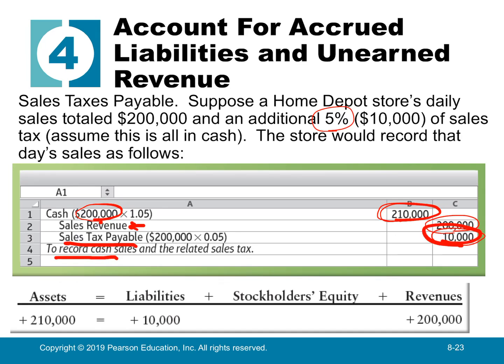And so this is recording cash sales and the related sales tax. So again, Home Depot is going to owe the government $10,000 of sales tax. You gave them $210,000 of cash. They sold $200,000 worth of stuff.